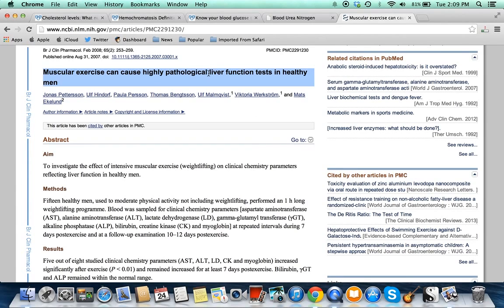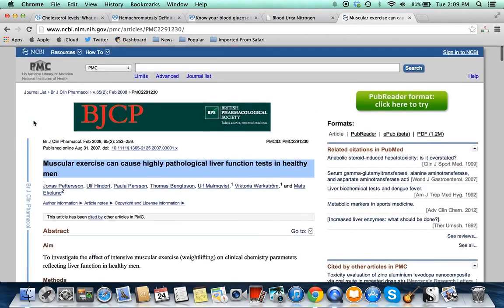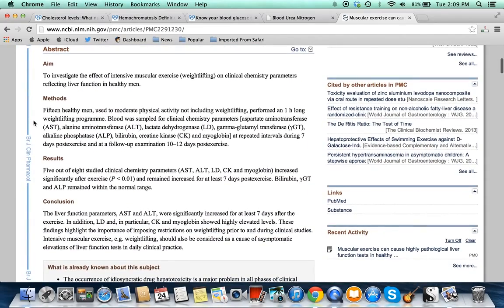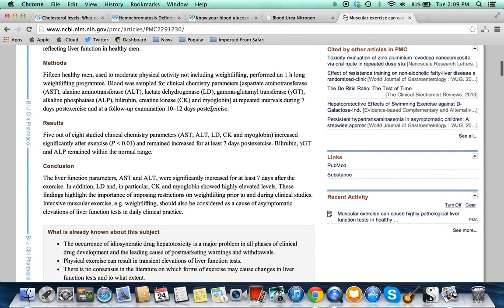Here you go. Muscular exercise can cause highly pathological liver function tests in healthy men. Jeez Louise, this is right on PubMed. You can figure all this stuff out for yourself. So all the little nerds who say liver values are high, yeah, you don't really know what you're talking about. What did they do? They had guys, and you can go to the study yourself, and I'll link to it at dangerandplay.com. They had guys lift weights, and then they went in and they got blood tested. And 5 out of 8 guys had elevated liver functions.